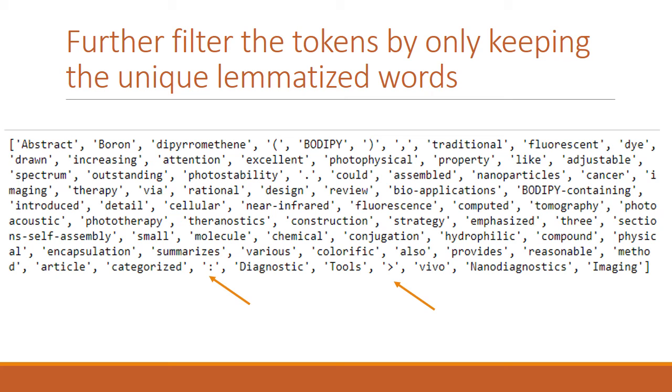We see that we still have a problem. This list of tokens includes punctuation marks. We see a colon, we see a greater than sign, we see a comma. So we want to deal with those problems.